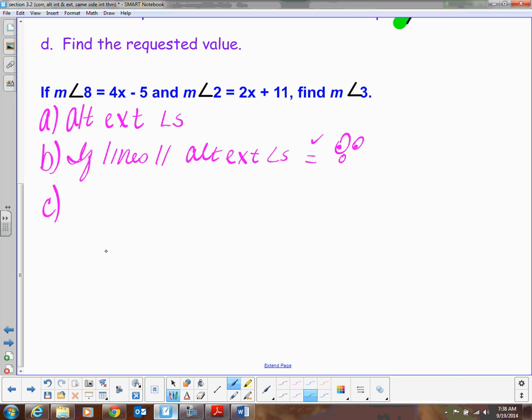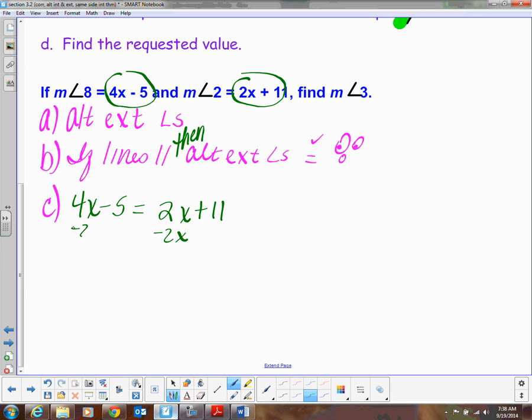What's our relationship? Parallel. They're more than parallel. If the lines are parallel, what then comes the relationship? What's the relationship? Equal. So what are you going to do with this expression and this expression? Correct. 4x minus 5 equals 2x plus 11. From here, you're going to solve.